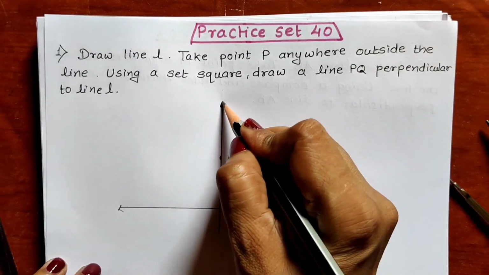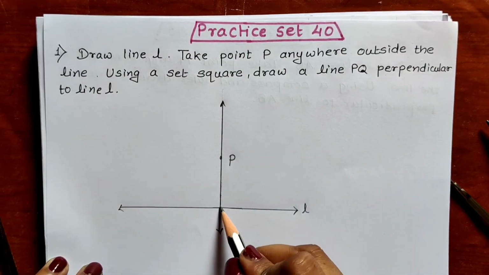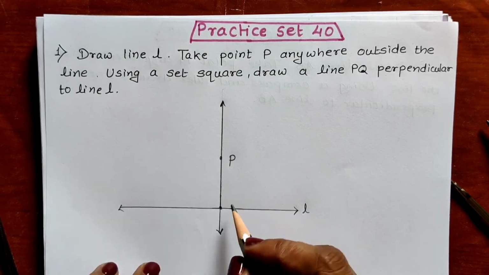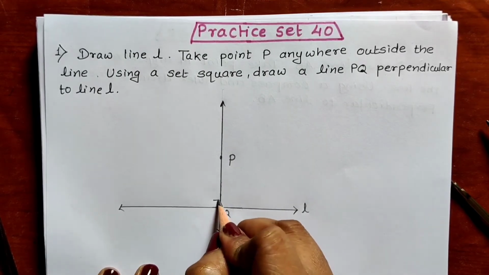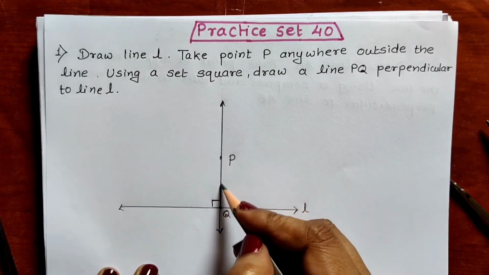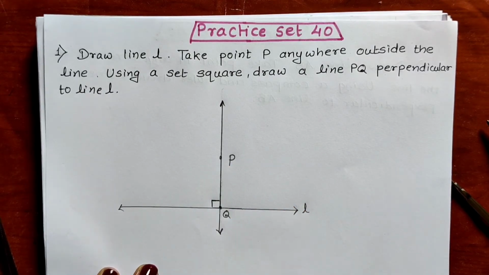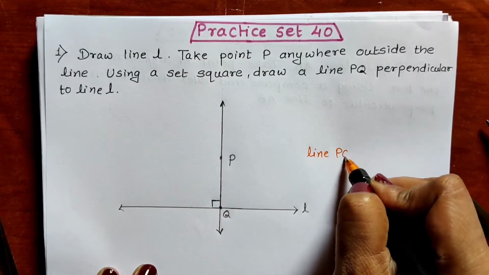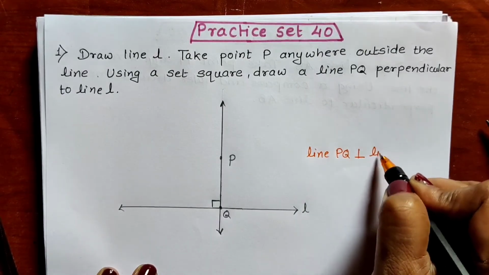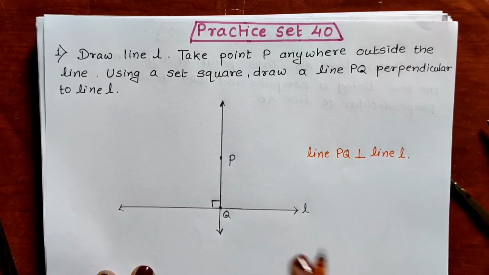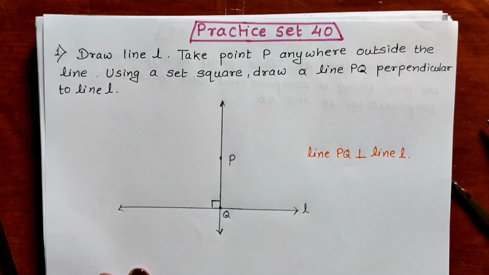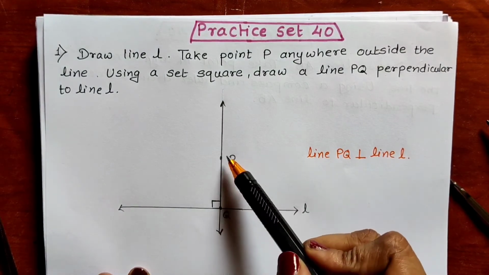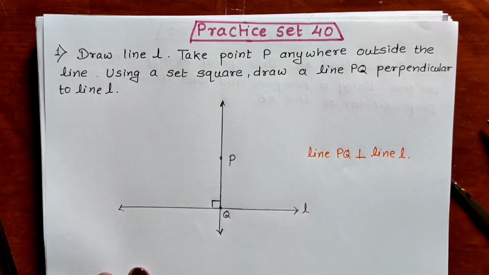Now you can give arrowheads. Write any name to this point of intersection, maybe Q, and put the symbol of right angle. So this line PQ is perpendicular to line L. Line PQ perpendicular to line L. So in this way, by using set square, we can draw this perpendicular line which is from the point outside this line. Now let us do the second question.